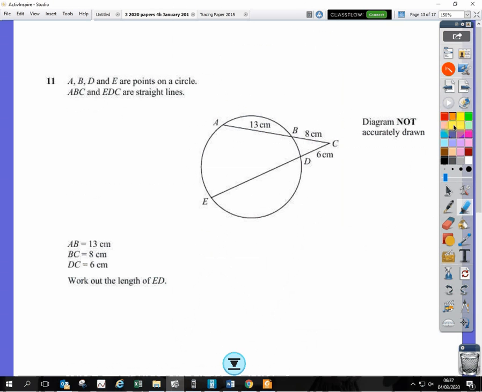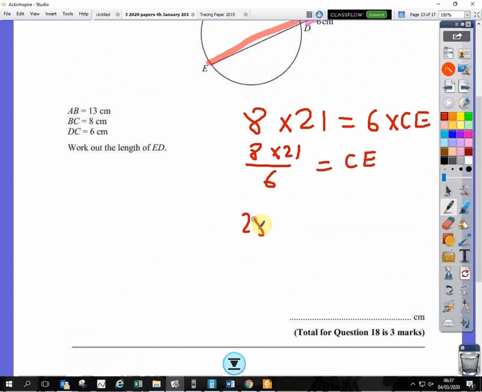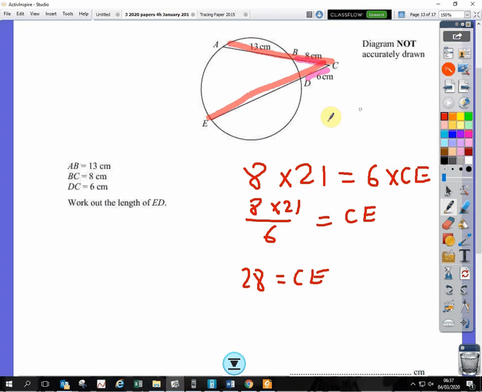Next one. So, we take the bit outside, we times it by the entire length of the line, and that's equal to the bit outside times the entire length of the line. Okay. So we have 8 times 21 equals 6 times CE. 8 times 21 divided by 6 is going to equal CE, which is 28. That whole line there is 28, which means this bit here must be 22. 28 take away 6, 22.